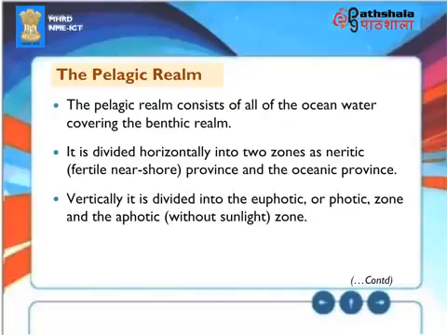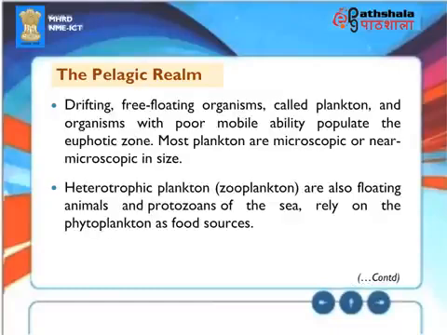The Pelagic region. The Pelagic realm consists of all of the ocean water covering the Benthic realm. It is divided horizontally into two zones: the Neritic, the fertile nearshore province, and the Oceanic province. Vertically, it is divided into the euphotic or photic zone and the aphotic, without sunlight, zone. Drifting, free-floating organisms, called plankton, and organisms with poor mobile ability populate the euphotic zone.